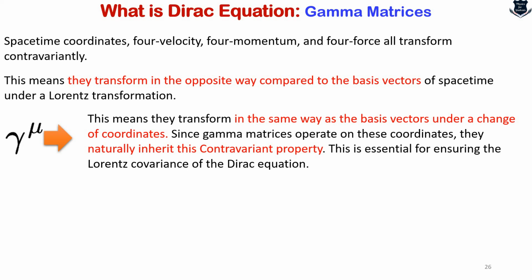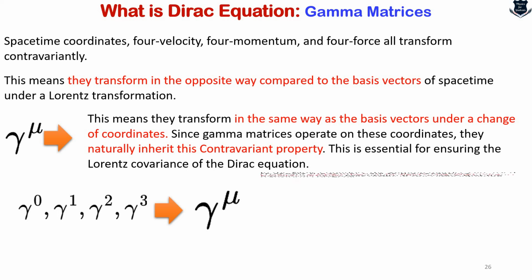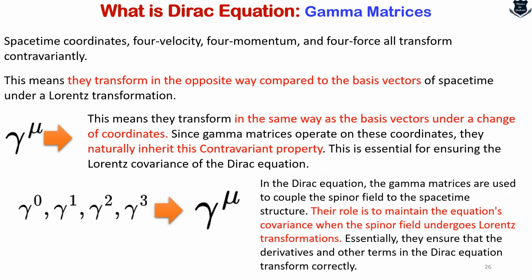So the gamma mu, which we have taken the gamma matrices, they transform in the same way, and they naturally inherit the contravariant property. So these indices are now written in a much more compact manner. Obviously, as we don't write 0, 1, 2, 3, we will write it as gamma mu. And what is important is that in the Dirac equation, the gamma matrices, when they're used, they take place of a spinor field. The spinor I will come to later in this video. So the role is to maintain the equations covariant when the spinor field undergoes a Lorentz transformation, and they ensure that the derivatives and other terms of the Dirac equation transform correctly.